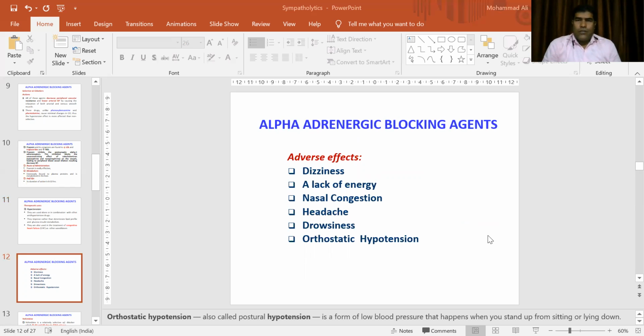There are various adverse effects of the alpha adrenergic blocking agents, such as dizziness, lack of energy, nasal congestion, headache, drowsiness, orthostatic hypotension. These kinds of adverse effects may occur in the treatment with alpha adrenergic blocking agents.